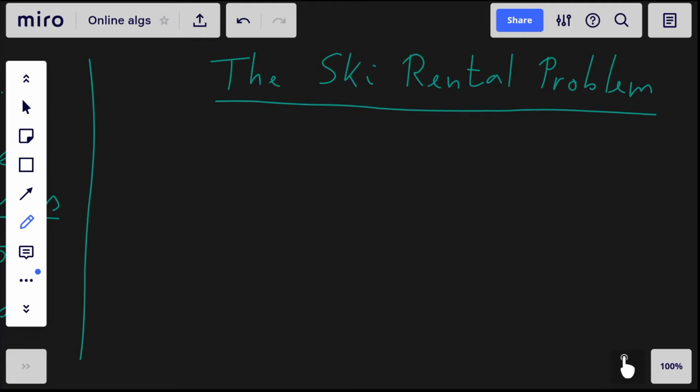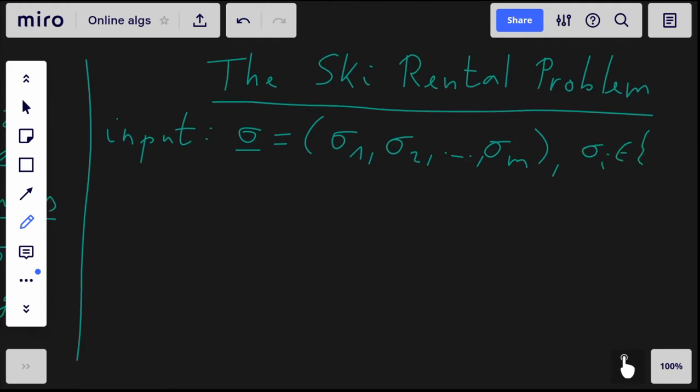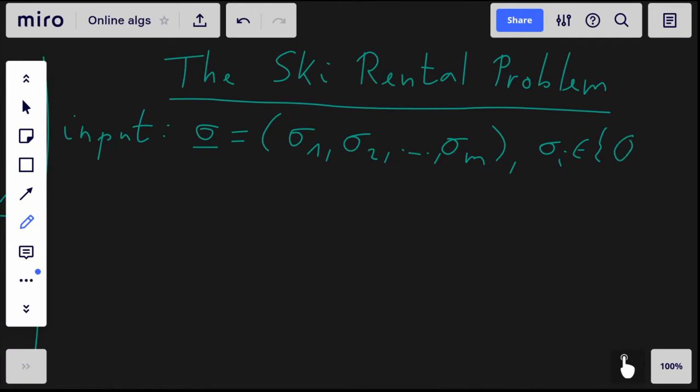The underlying scenario is that we are on holidays on a mountain or whatever, but there is either snow on each day or there is no snow on that day, and completely independently from the surrounding days. So the input for a ski rental problem is just a sequence of bits. So sigma 1, sigma 2, and so on, sigma m, and each sigma I is either 0 or 1.